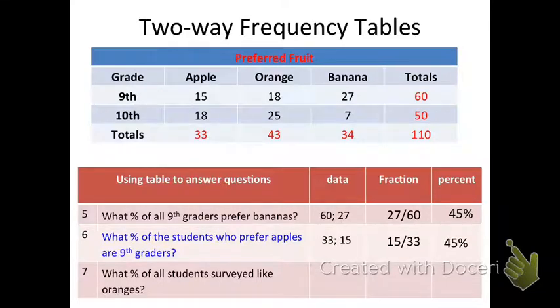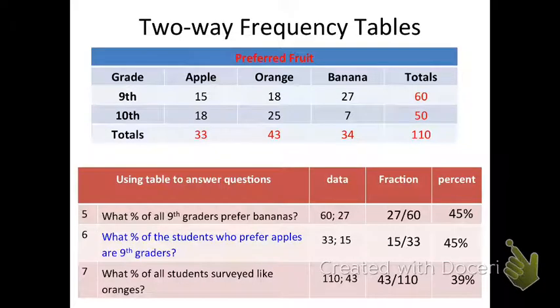Okay? And the last question, it says, what percent of all students surveyed like oranges? So what percent of all students surveyed? All students was 110. What percent of those like oranges? Well, 43 of those like oranges. So those are going to be our numbers. Put it into our fraction, 43 over 110. And then the percent there is going to be 39%.